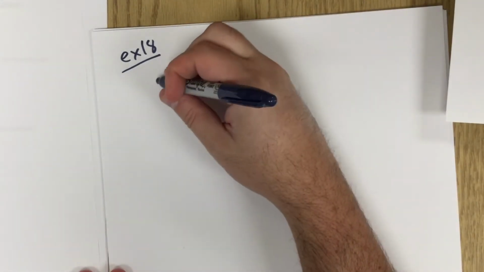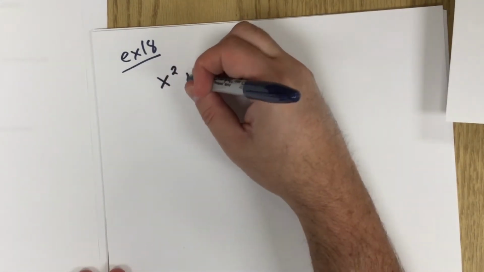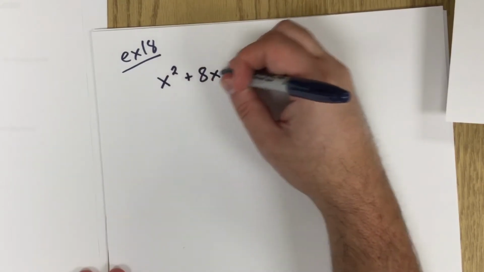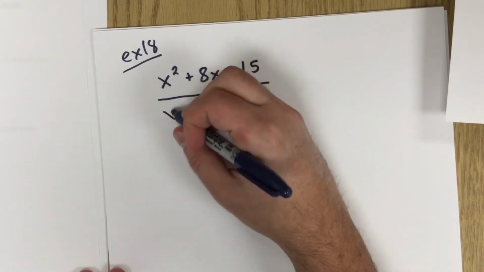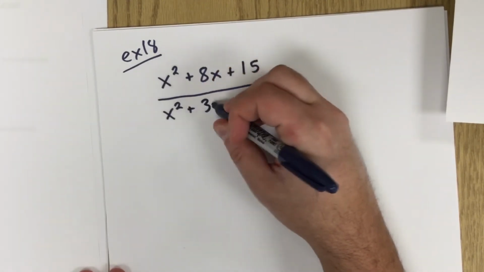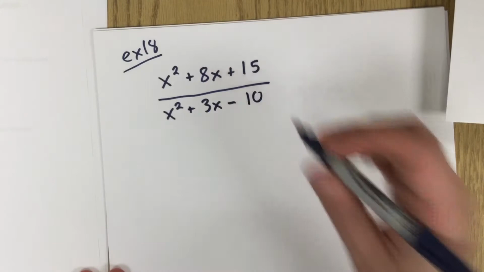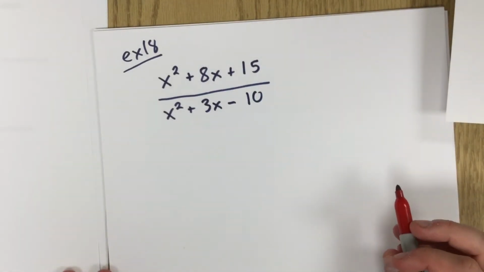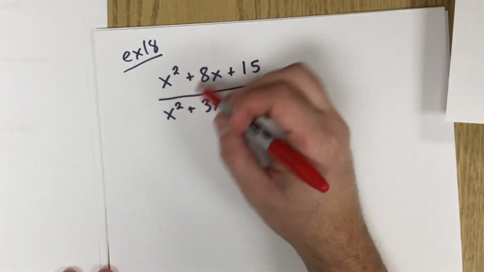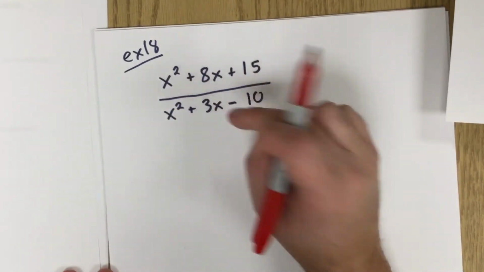So now we have (x squared plus 8x plus 15) over (x squared plus 3x minus 10), and you have to simplify it. The question is going to be to simplify this as much as possible. And it might be tempting to cancel these x squareds, but you can't cancel these x squareds or the x's.